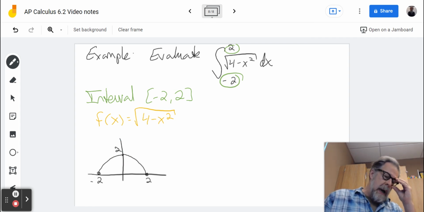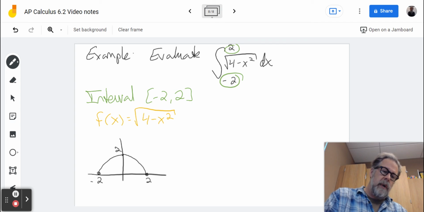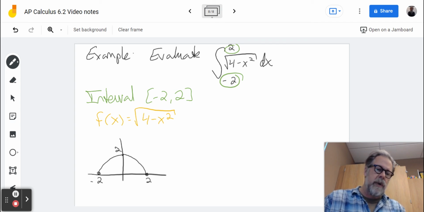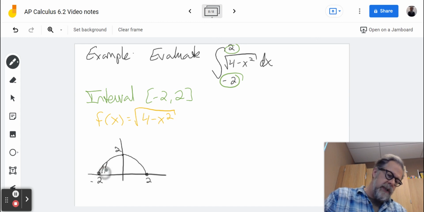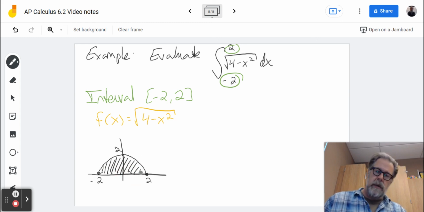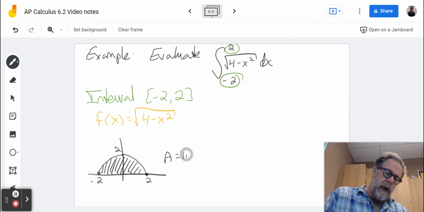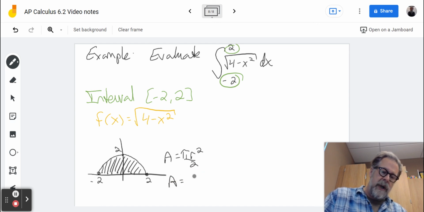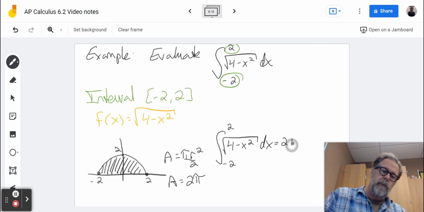So the integral from negative 2 to 2 of square root of 4 minus x squared dx is asking me what's the area underneath that semicircle. I know that the area of a circle is pi r squared, but I've only got half a circle here, so I'm going to divide it by 2. With a radius of 2, the area of this semicircle is pi times 2 squared divided by 2, which tells me that the integral from negative 2 to 2 of the square root of 4 minus x squared dx is 2 pi.